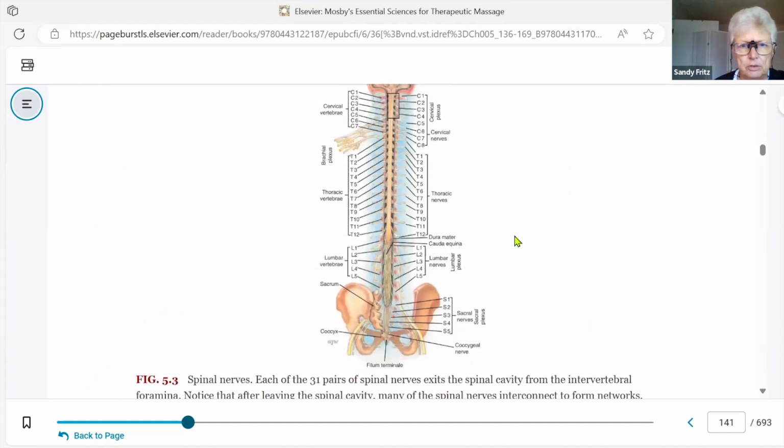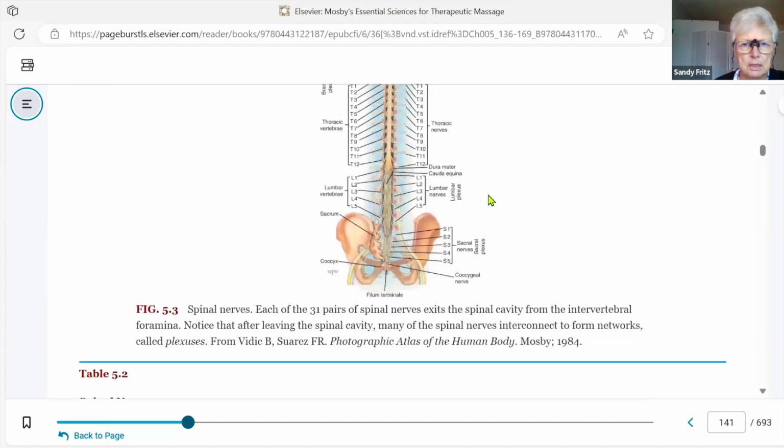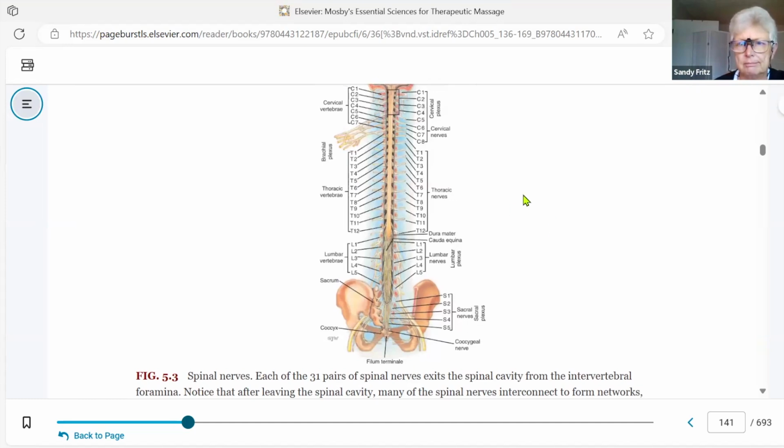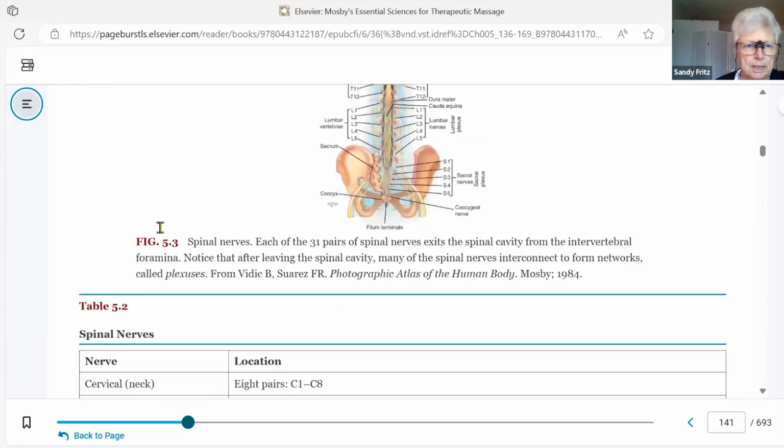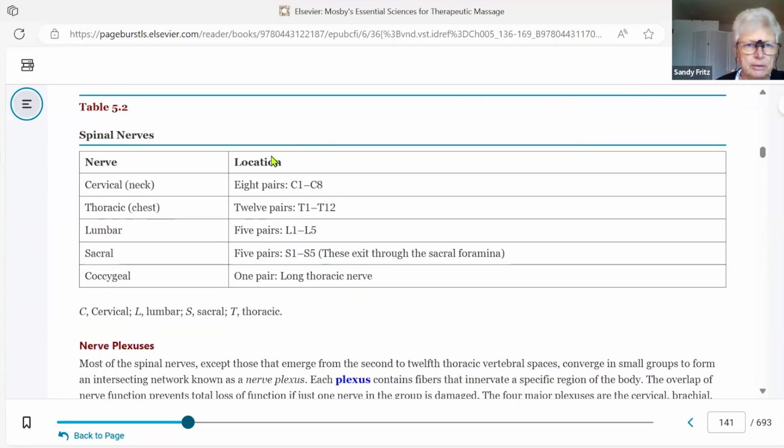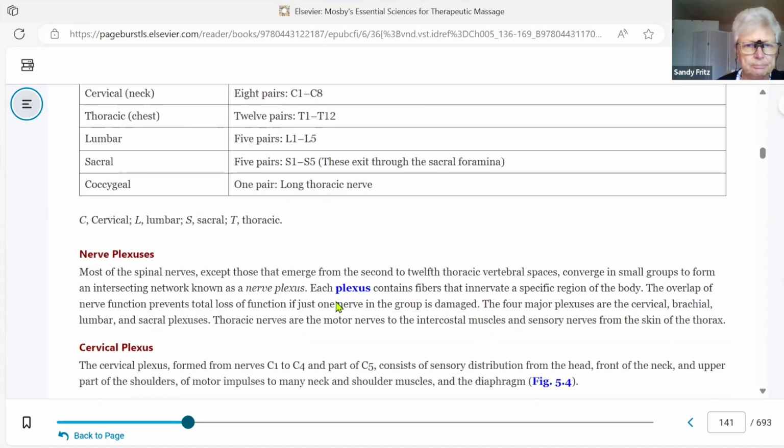So here's the distribution. And chances are you will encounter a question related to this: how many thoracic nerves are there and how many lumbar nerves in the plexus. So kind of review that more frequently. So here is the table. The cervical neck area has 8 pairs. This and the abbreviations are something that you're going to want to know.